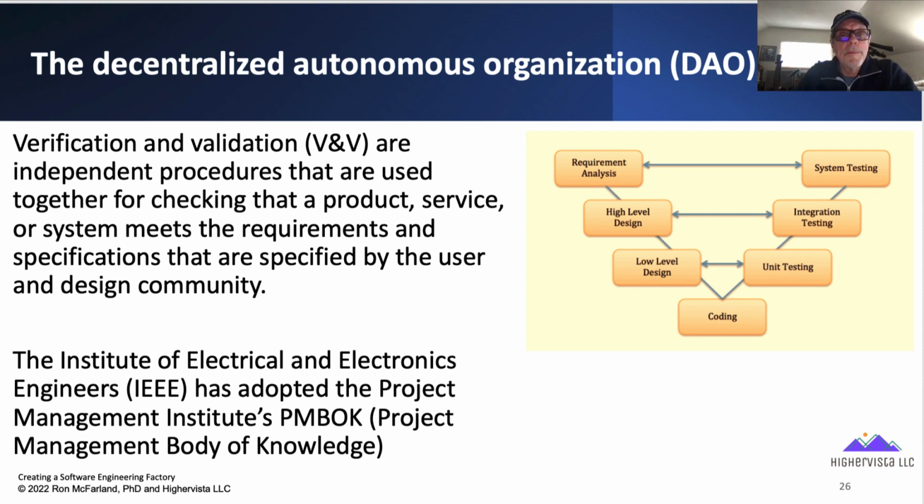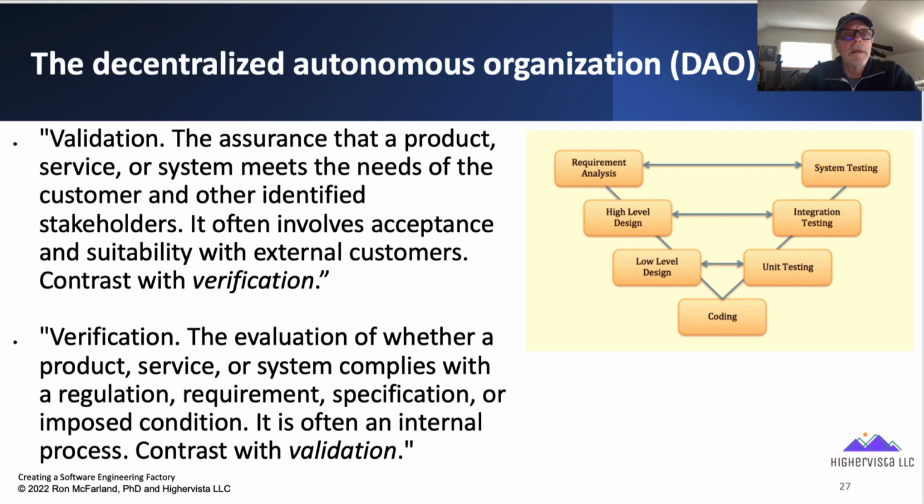Oh goodness, the IEEE has adopted the Project Management Institute's PMBOK as part and parcel of this, and you'll see this diagram in the PMBOK. Validation is the assurance that a product, service, or system meets the needs of the customers and other identified stakeholders, which could be users within the organization. It involves acceptance and suitability testing with external customers. Internal is often done primarily, having the external customers, perhaps other consultants, involved on the validation of the software product, as well as the hardware components that are also put together by the manufacturer.